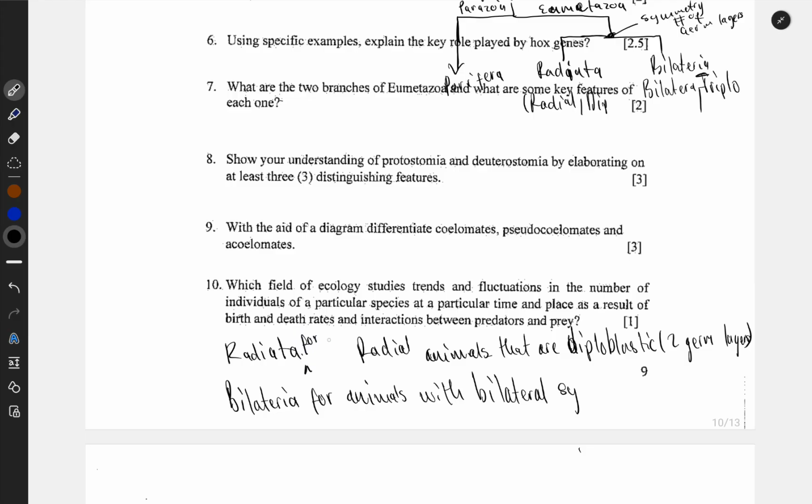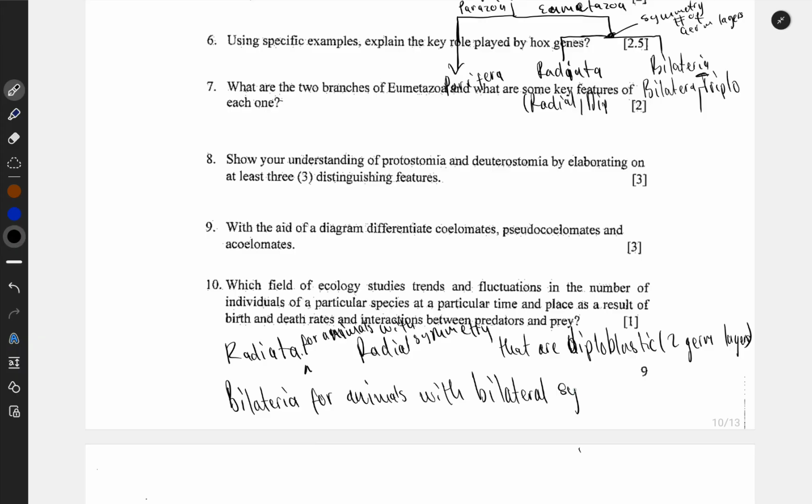Sorry, now I'll fix it. For Radiata, for animals with radial symmetry. Then we'll remove this. We can say that are animals with radial symmetry that are diploblastic.